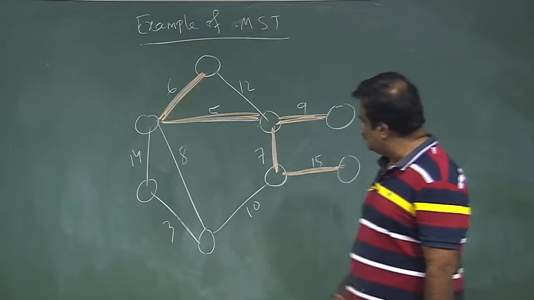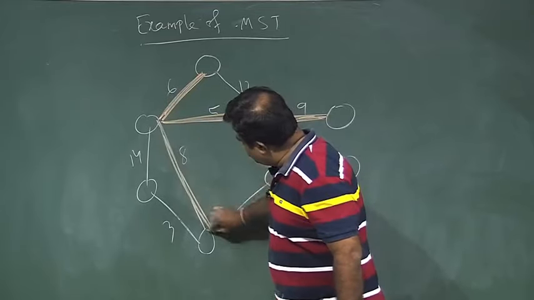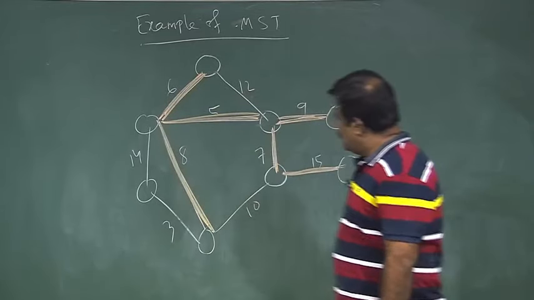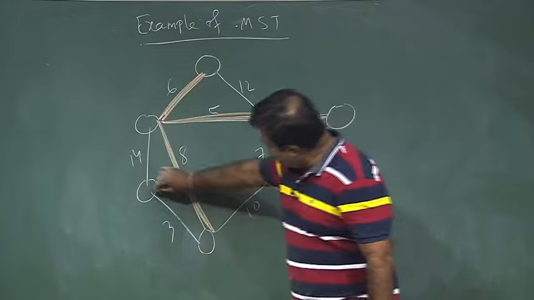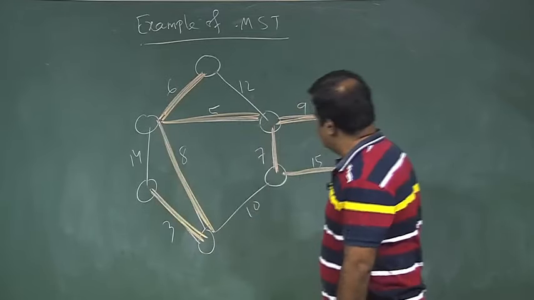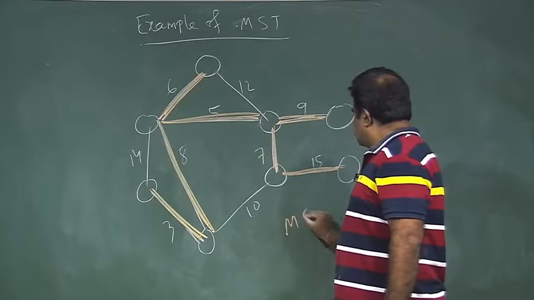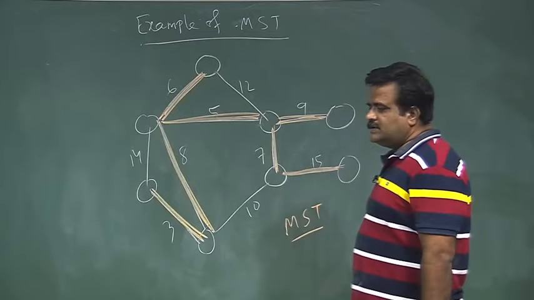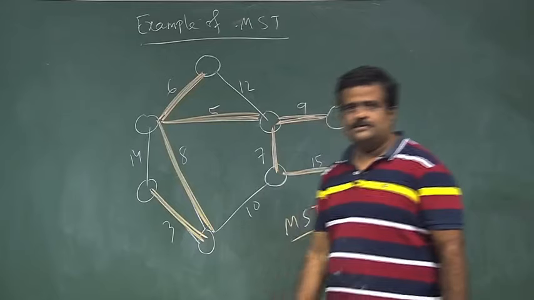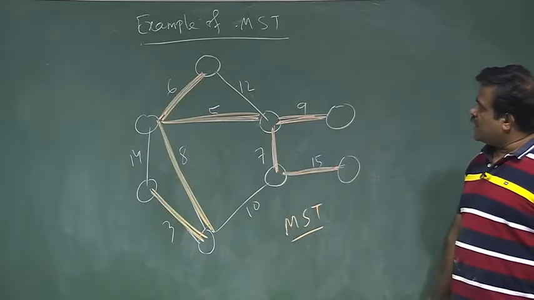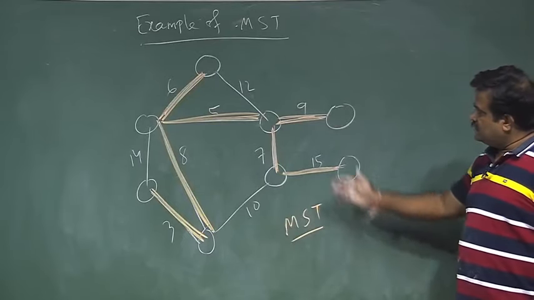Now we have to cover this. How do we cover this? We take this, and after that, to cover this we can take this. So this is an MST, this is a minimum spanning tree. We just used the intuition to get this. Okay, so this is an MST.